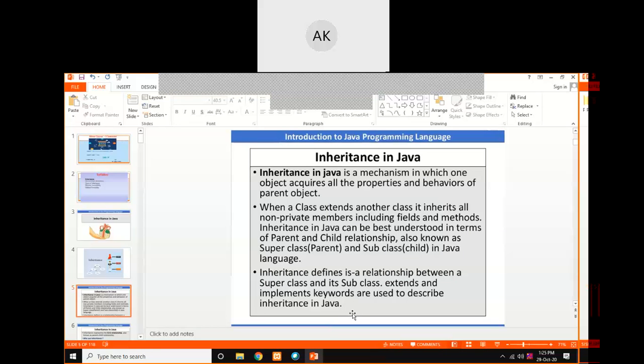Extends and implements, these keywords are used to describe inheritance in Java, right? Those are the two keywords we can use in order to implement inheritance in Java. The very first is extends, right? And the second is implements, right? So when we use extends and implements, that we are going to discuss later.